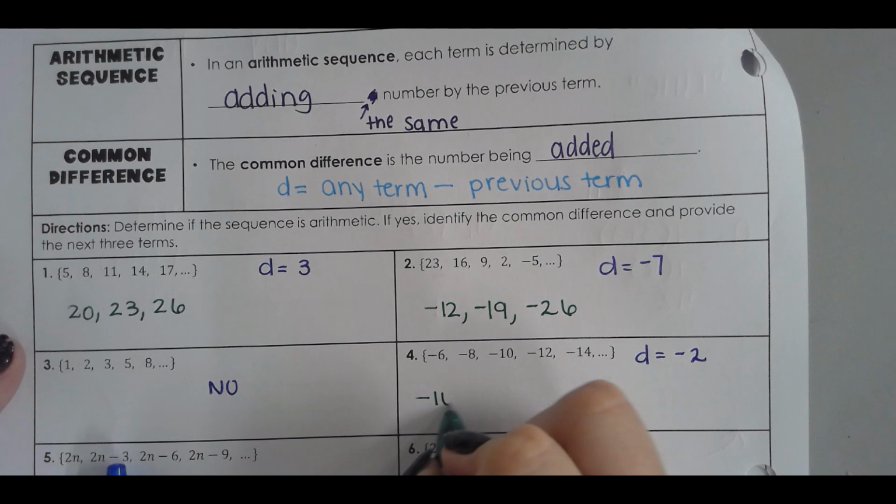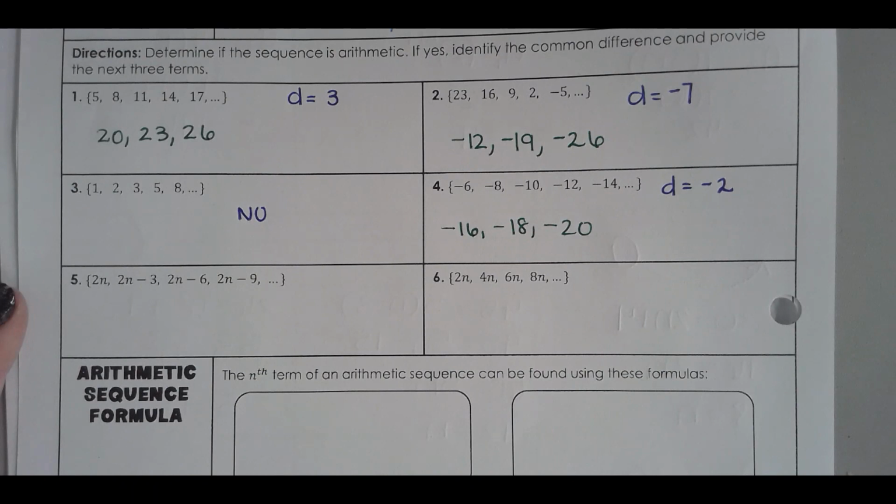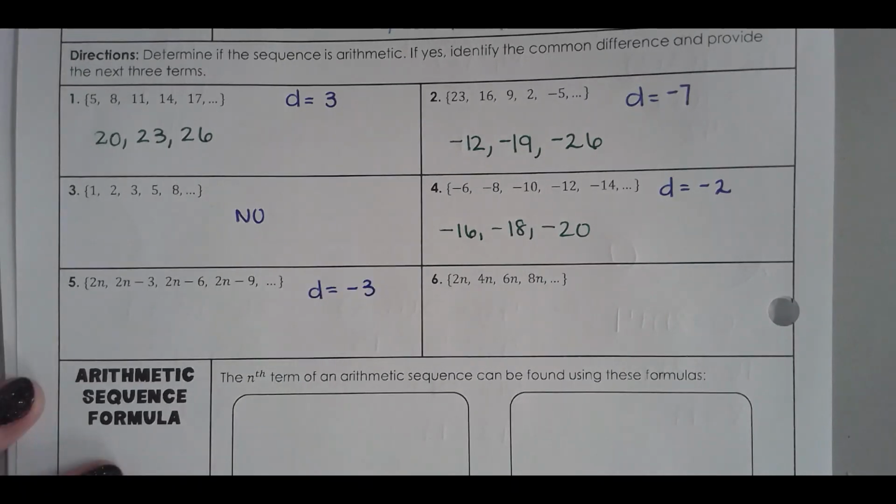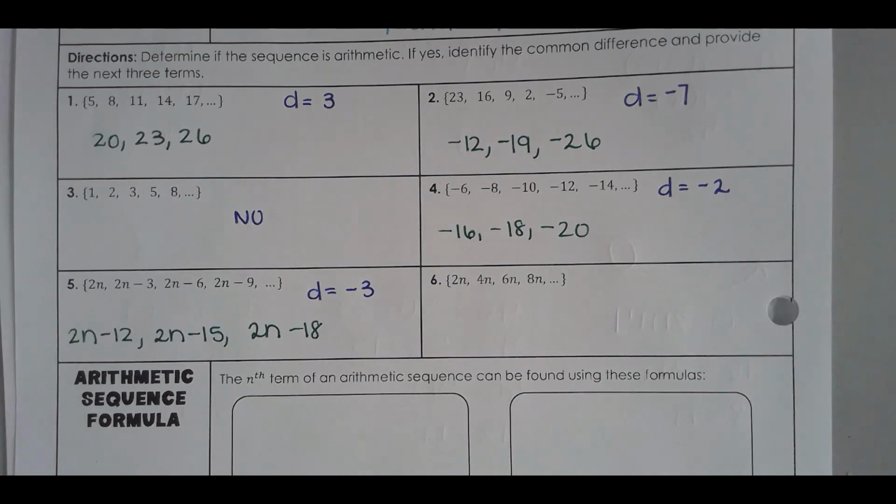Good. Number 5. 2n minus 3. We're subtracting 3 every time. So what would my next term be? 2n minus 12. 2n minus 15.